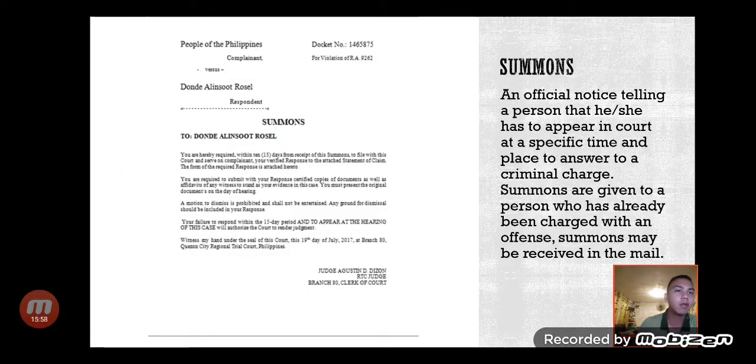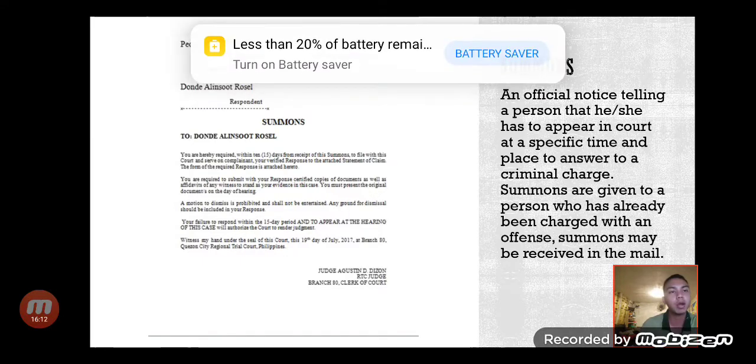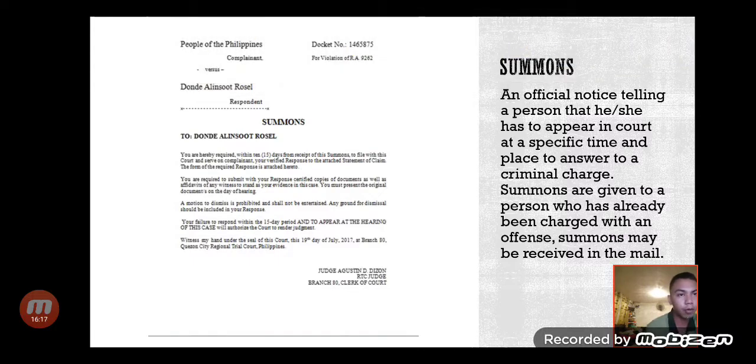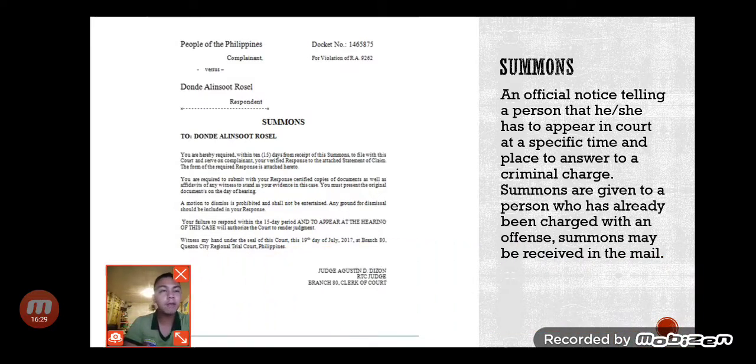So the next one is summons. An official notice telling a person that he or she has to appear in court at a specific time and place to answer a criminal charge. Summons are given to a person who has already been charged with an offense. So after being charged with an offense, you will receive a summon, pero pwedeng ma-receive ang summons within the mail.